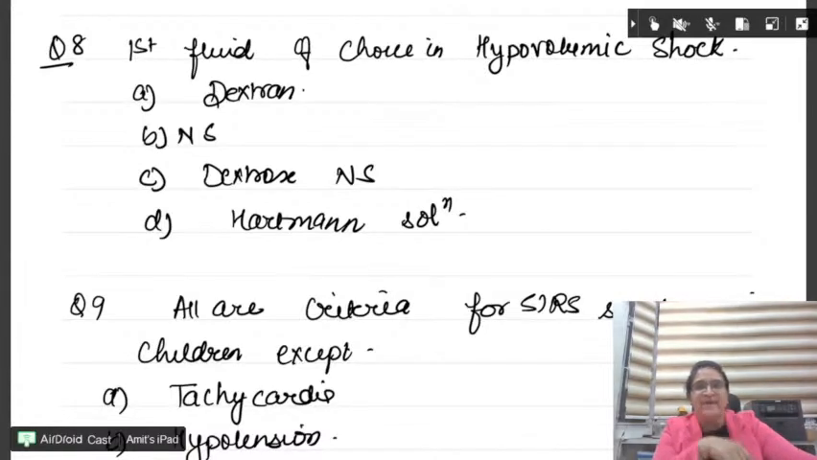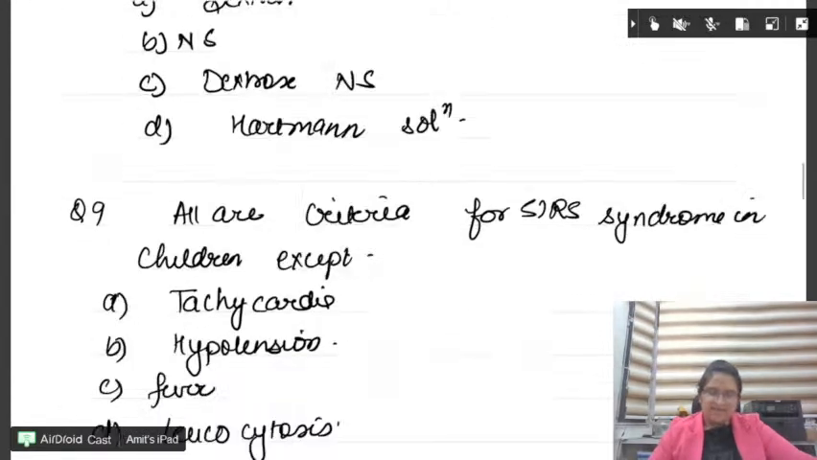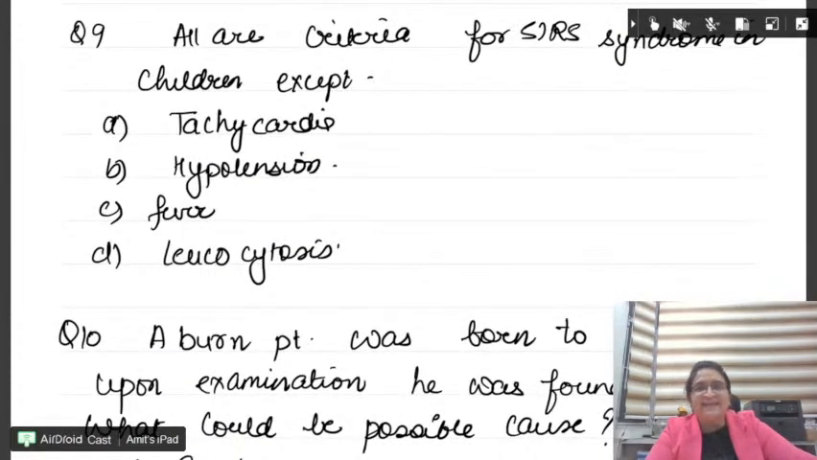First fluid of choice in hypovolemic shock. This also I think you can answer. Dextran, normal saline, dextrose, normal saline, Hartmann solution. Next, question number 9. All are criteria for SIRS in children except. This I have taught you right now. If you have understood the 4 criteria, you will answer it. Done? 9 done? 10.